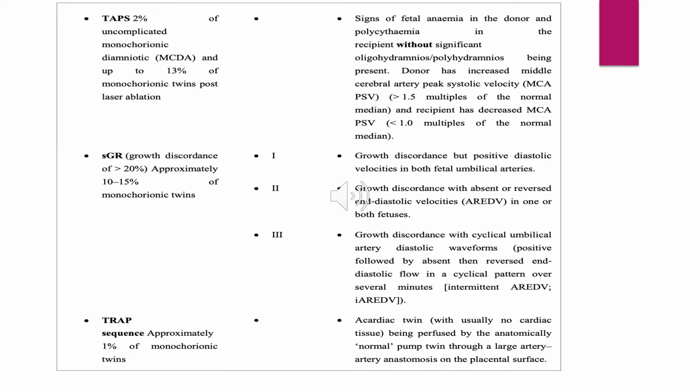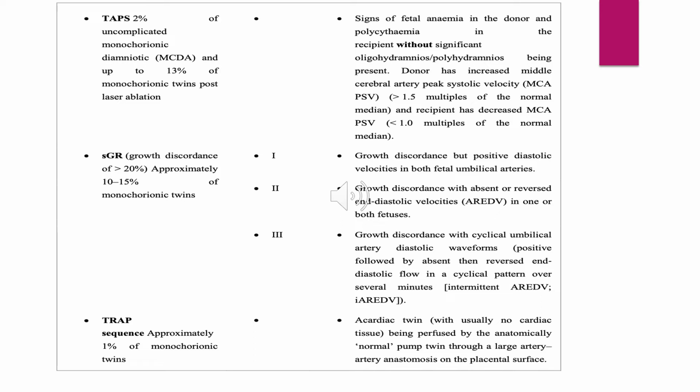It can be classified into 3 stages depending on severity. In stage 1, there is growth discordance, but there is positive diastolic velocity in both fetuses. In stage 2, there is growth discordance with absent or reversed end diastolic velocity in one or both fetuses. And in stage 3, there is growth discordance with cyclic umbilical artery diastolic waveform. Growth discordance can happen due to either structural abnormality, chromosomal abnormality, or unequal placental sharing.